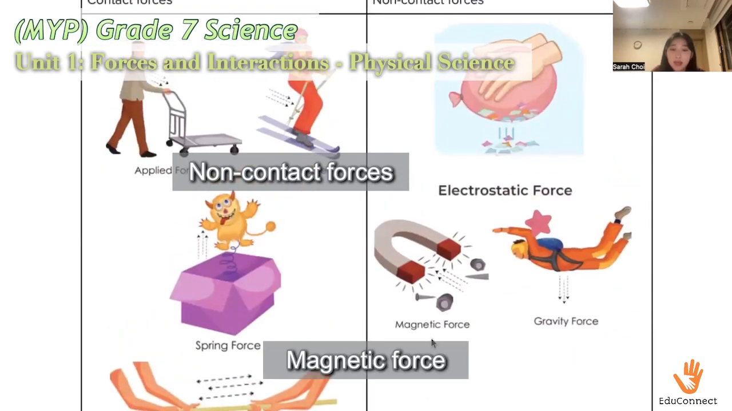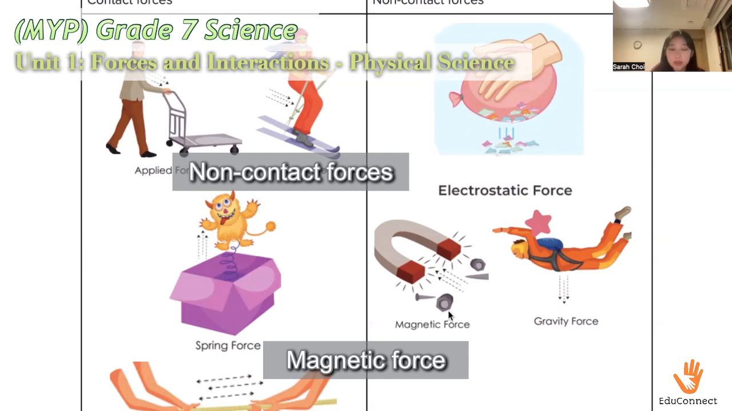Second, magnetic force. Magnetic force is a force exerted on a magnetic object or a moving charged particle by a magnetic field. So similar to electrostatic force, when a magnetic field interacts with a magnetic object or charged particle in motion, it exerts a force on it. So likewise, the electrostatic force, magnetic force is also an example of non-contact force, as it does not require direct physical contact between the objects.